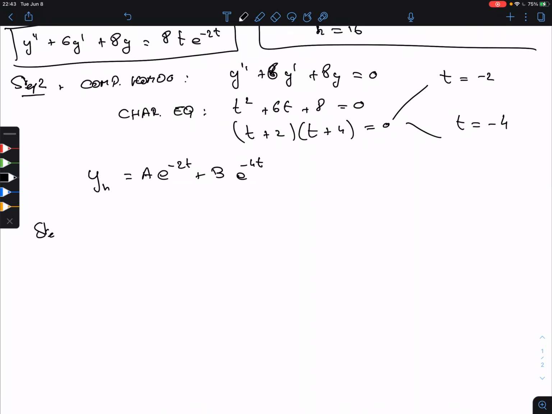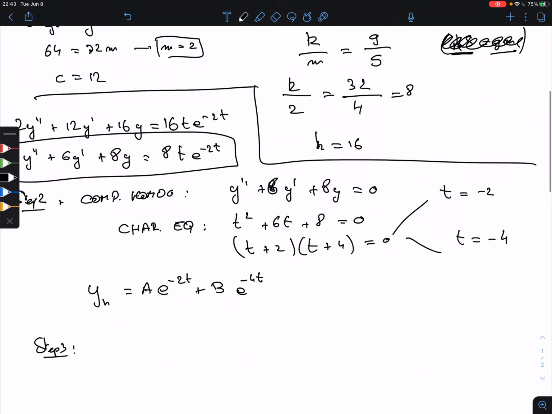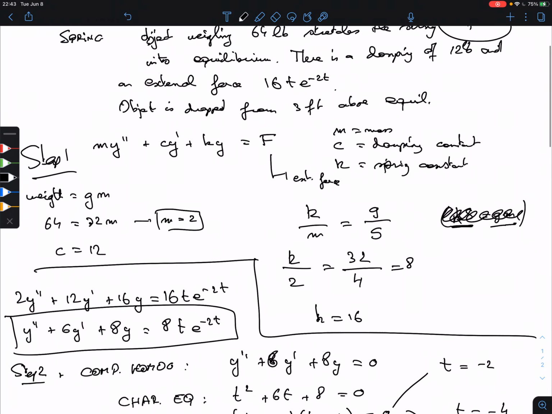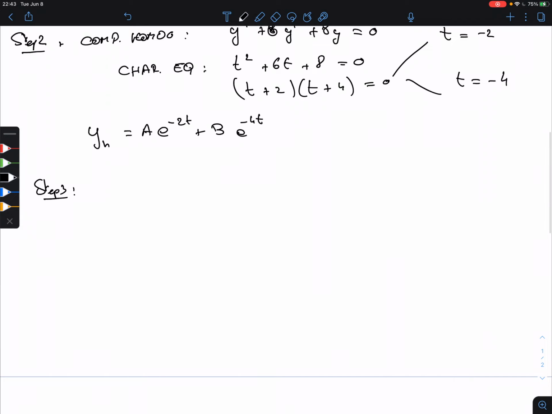Okay, step 3. So what are we dealing with? 16t e to the minus 2t. So now, what do we need? The particular solution.